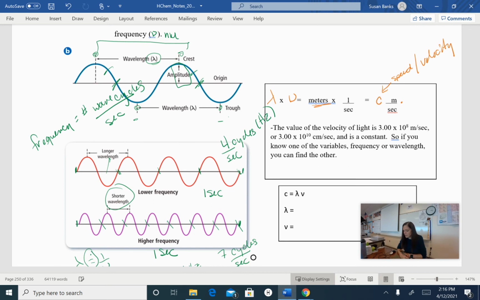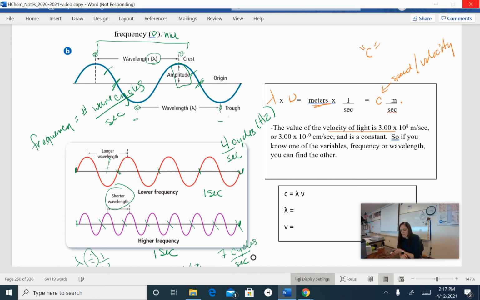Okay? And guess what? That speed is c. If you've ever done physics, c is the speed of light. So the value of the velocity of light or the speed of light is 3.00 times 10 to the 8th meters per second, or 3.00 times 10 to the 10th centimeters per second. It's a constant. So if you know velocity and the wavelength, you can get the frequency. If you know the frequency and the velocity, you can get the wavelength because the velocity is constant. So really, if I know frequency, I can get the wavelength. If I know wavelength, I can get the frequency.